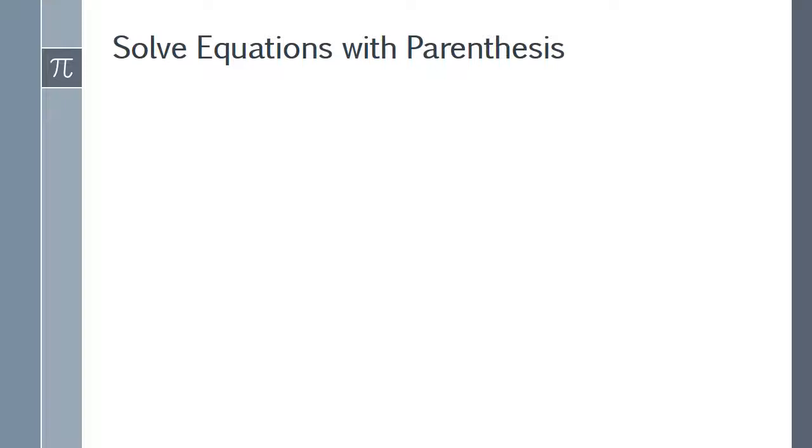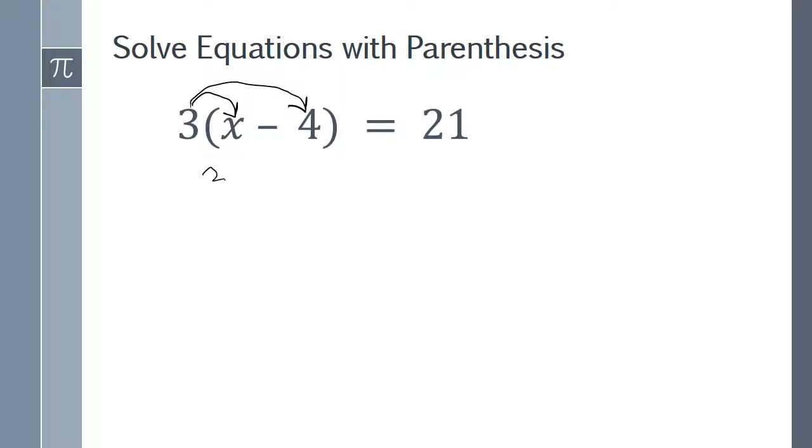Now let's talk about equations that have parentheses. We have 3 times (x minus 4) equals 21. We know that when we have parentheses, we need to get rid of the parentheses, and one way of getting rid of the parentheses is by distributing. So I'm going to distribute 3 into the parentheses. 3 times x is 3x. 3 times negative 4 is negative 12.